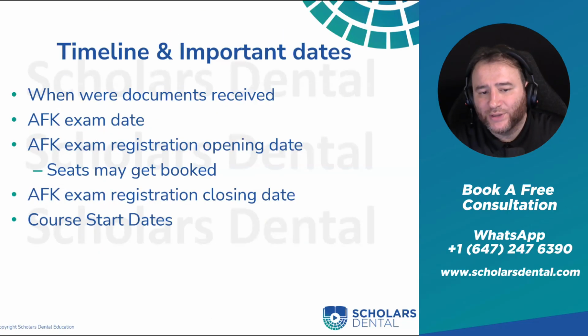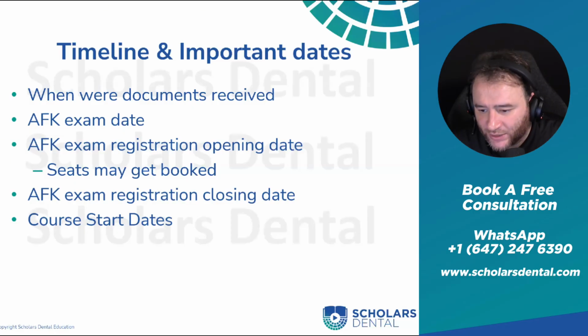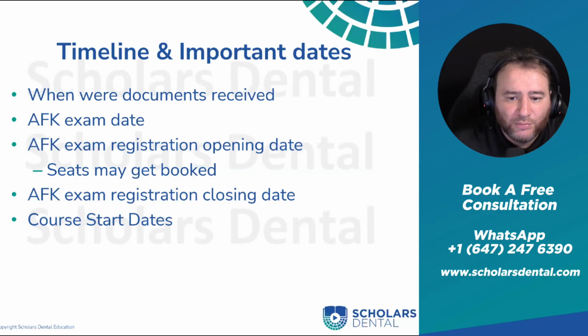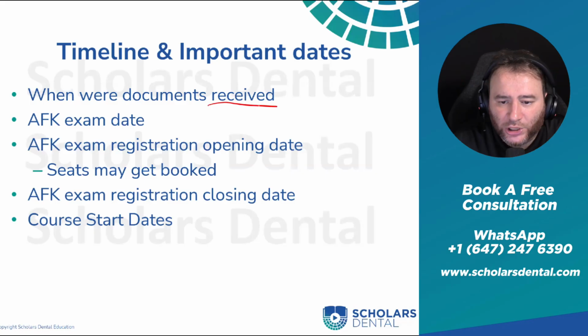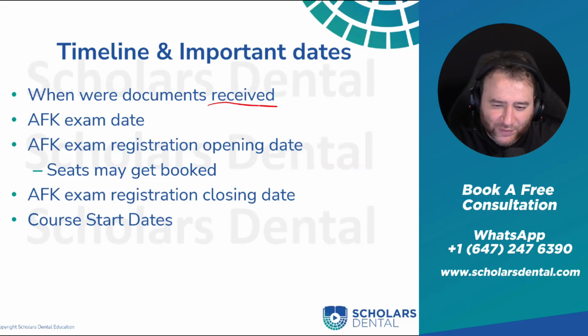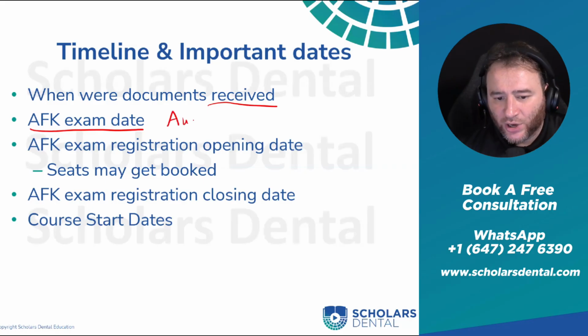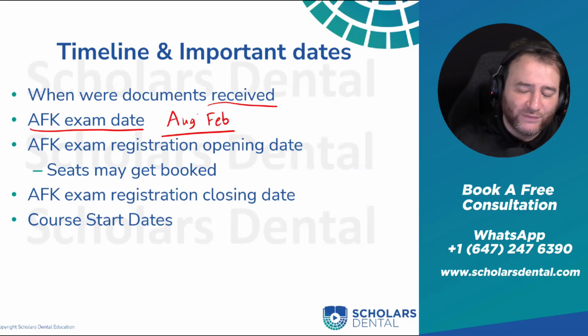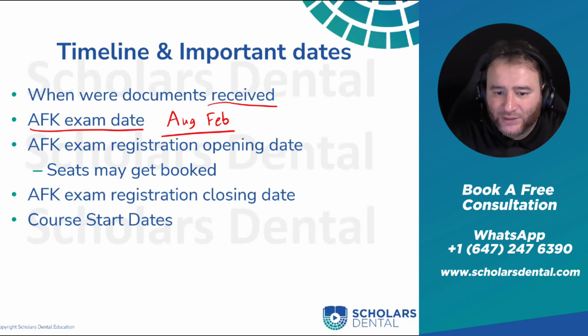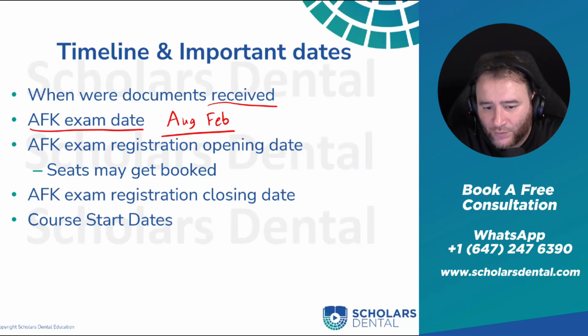What are some important timelines and important dates to keep in mind? It's good to know when all your documents were received, because you might want to calculate 6 months from that as a maximum to be approved. Of course, you want to know the exam dates for the AFK. The exam dates are usually in August and Feb of every year, so the AFK happens twice. Remember, we have an AFK orientation coming up. So for more details about the AFK specifics, sign up for that one.